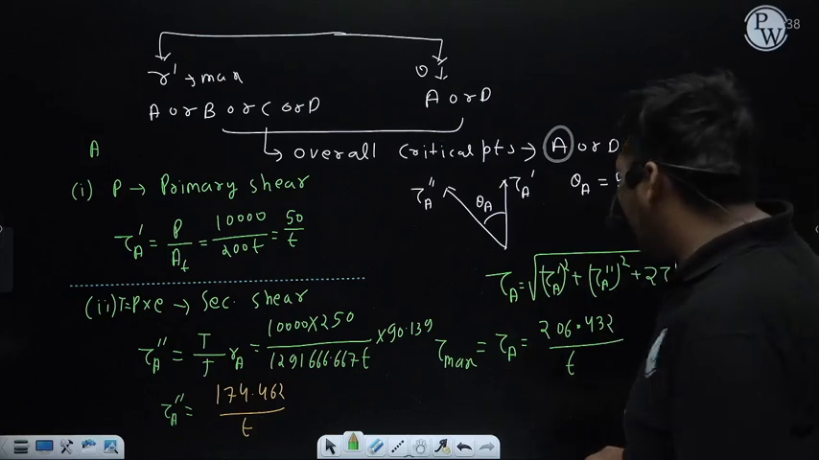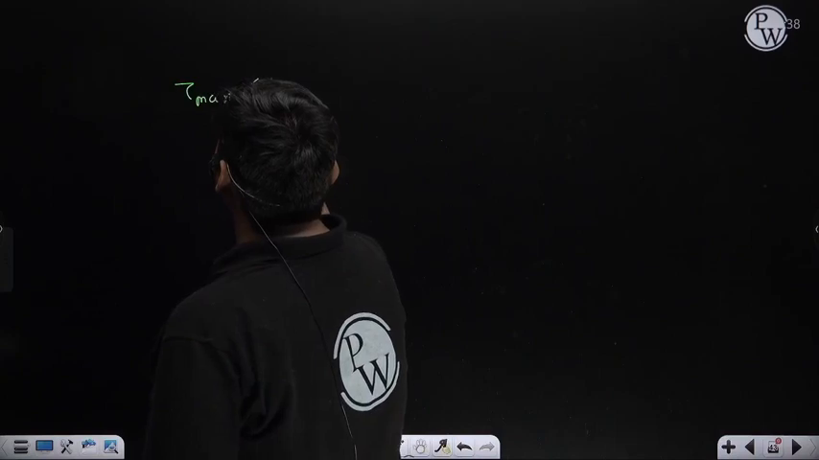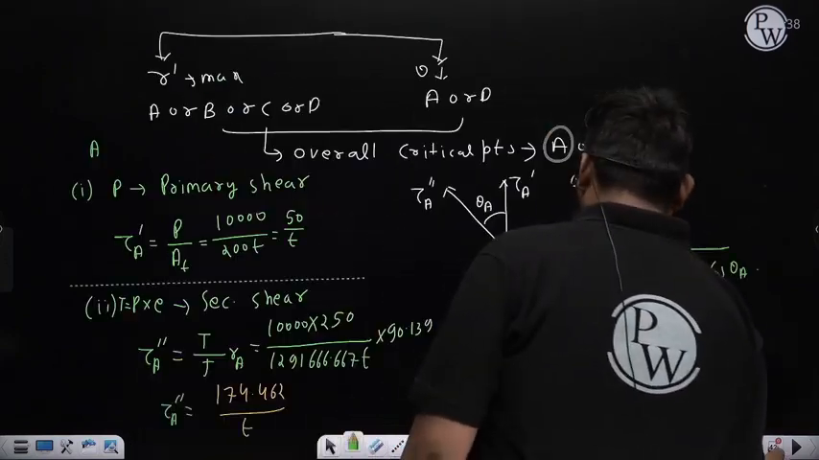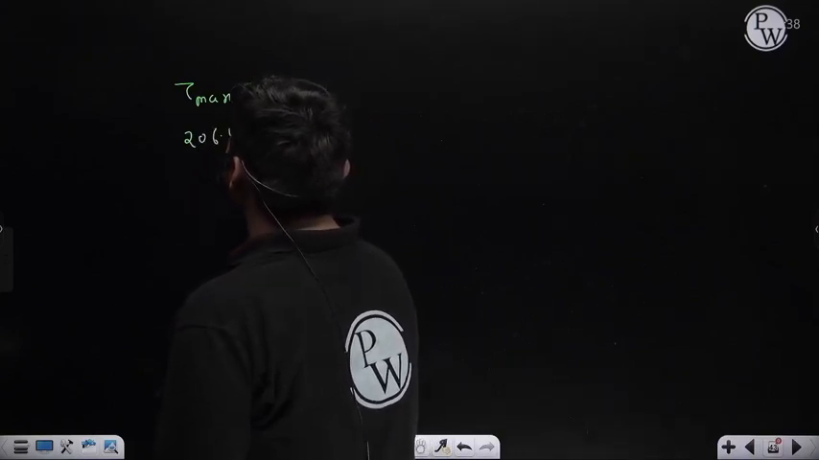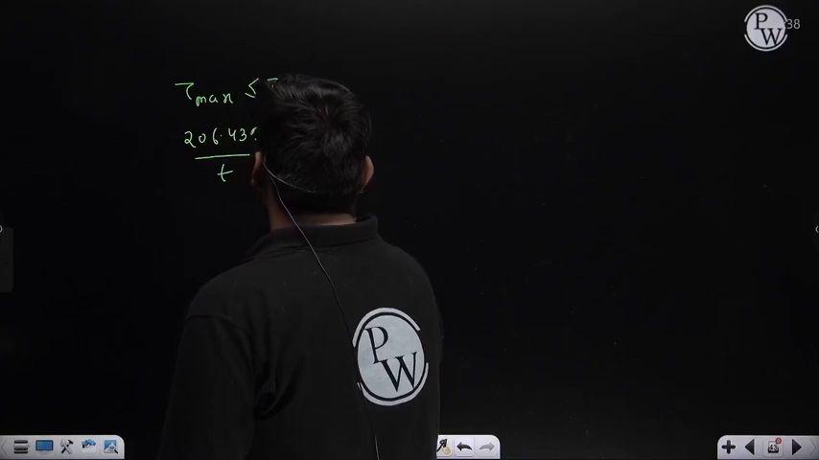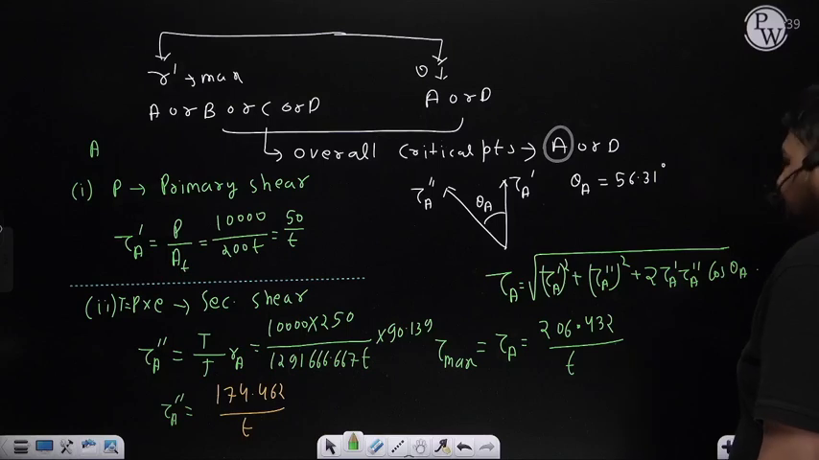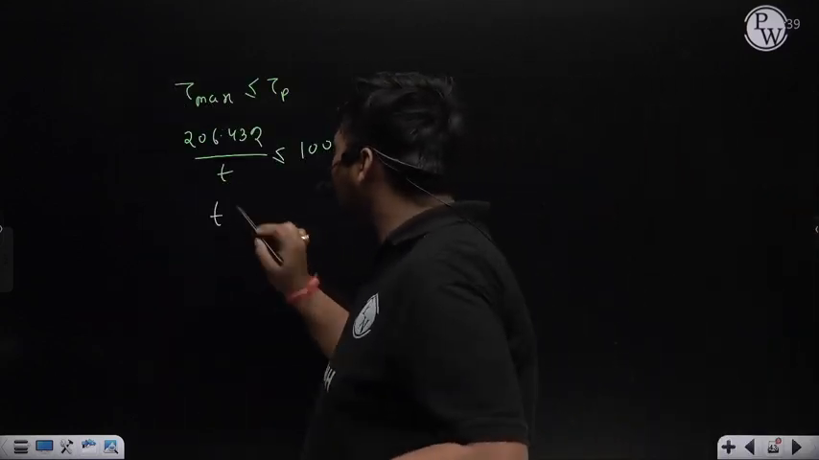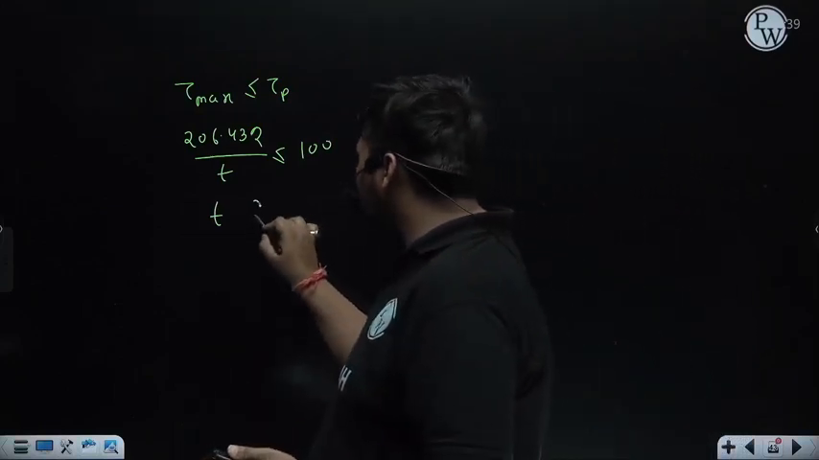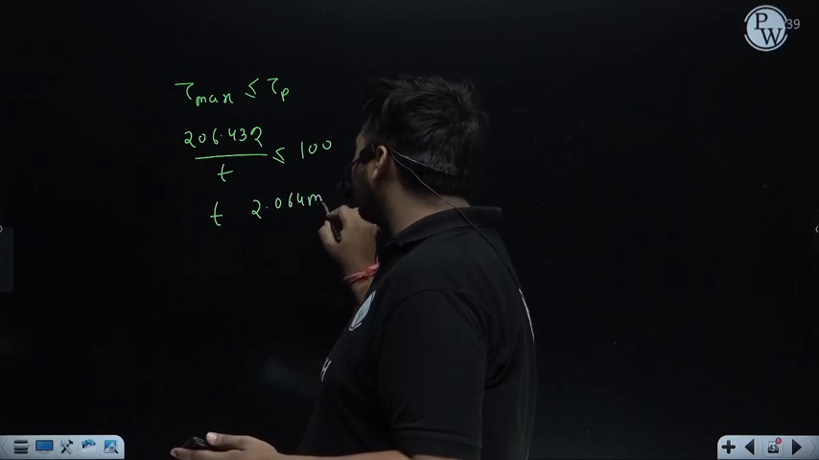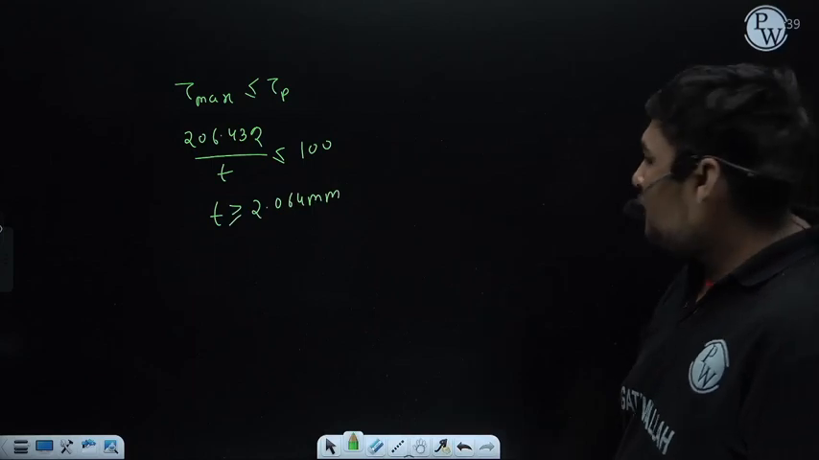Okay. Now the overall maximum shear stress at the critical point must be less than or equal to the permissible shear stress of the weld material. Now overall maximum shear stress is 206.432 divided by 2 T, and it must be less than or equal to 100, because permissible shear stress is given in the question and it is 100 megapascal. So we will get the limiting value of throat, and it is coming 2.064 mm. It is actual throat, either it should be equal to this or greater than this. So limiting value of throat is 2.064 mm.